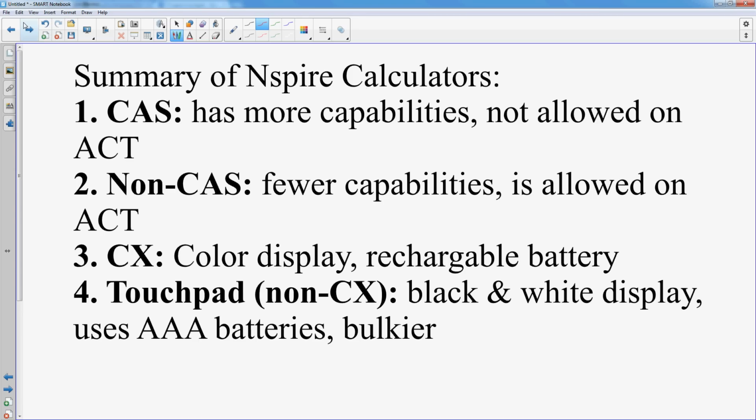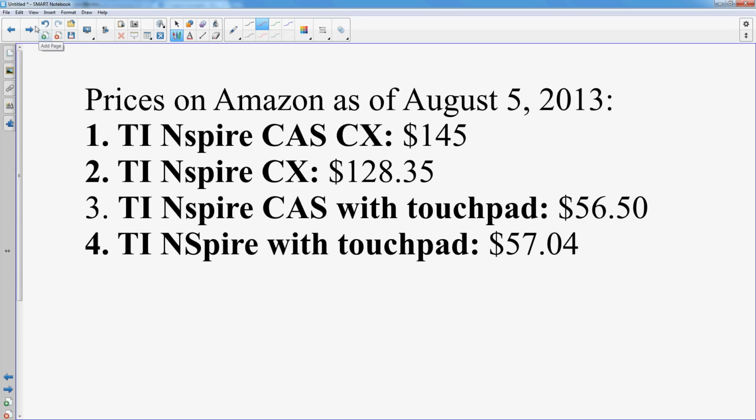As far as the prices, if you choose to go buy a new calculator, these are what the prices are as of August 5th, 2013. The Nspire CAS CX, which is what I'll be using mostly, is $145. The Nspire CX, $128.35. The Touchpad versions, CAS is $56.50. Huge price drop. The Touchpad versions do function the same way as the CX. You just don't get the color display or the rechargeable batteries. And then the regular Nspire with the Touchpad is $57.04. So you see a big price drop there. You could also look in the used market. I don't know what the prices are on the used market, but you could save money there as well.